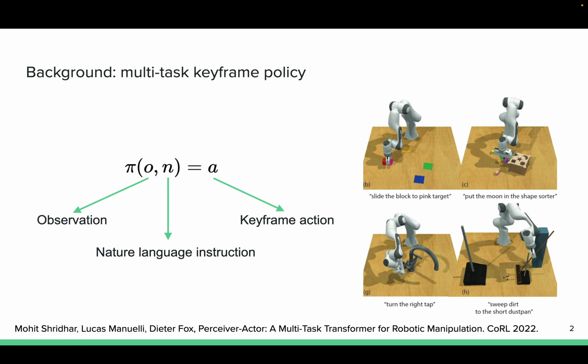For background, a multitask keyframe policy usually takes as input a point cloud observation and a natural language instruction, and predicts the keyframe action, which specifies the next best gripper pose in SE3. This formulation enables building a multitask transformer to solve various tasks.